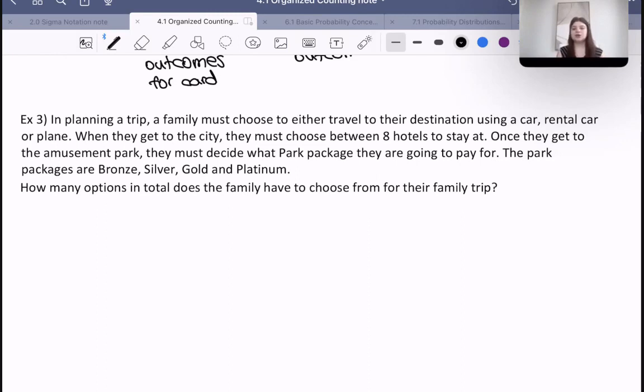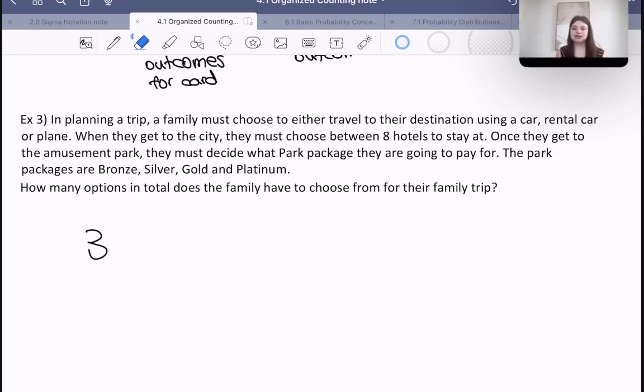Okay, so let's see. What are the different ways they could travel to their destination? They could either use a car, a rental car, or a plane. So that's 3 different options. Although a rental car is a car, let's just pretend those are different options, because I do think that's what they mean here, even though technically a rental car would also be a car and a car could potentially be a rental car. But regardless, 3 options.